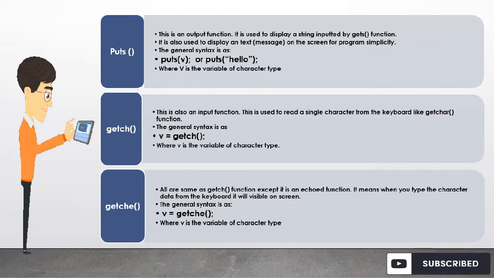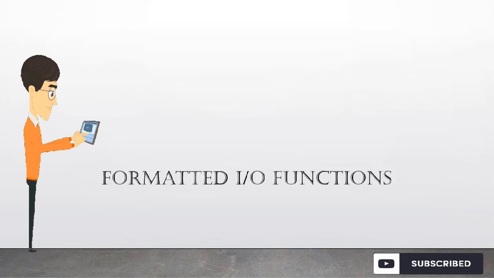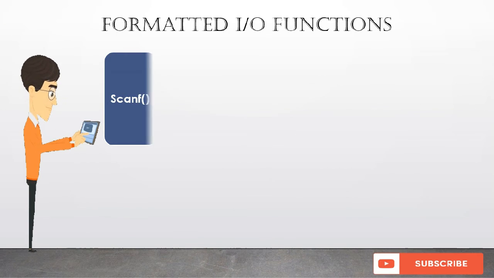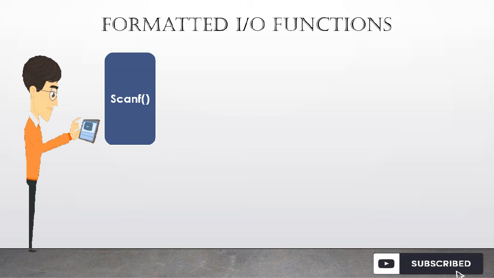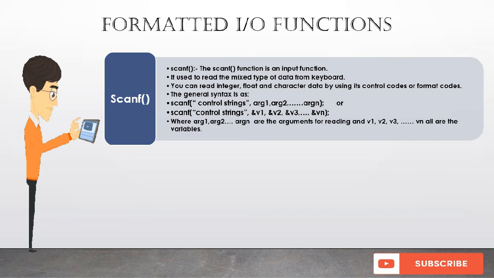Now let us study about formatted IO functions. There are only two formatted IO functions, scanf and printf. Let us study firstly with scanf. The scanf function is an input function. It is used to read the mixed type of data from the keyboard. You can read integer, float, and character data by using its control codes or format codes.